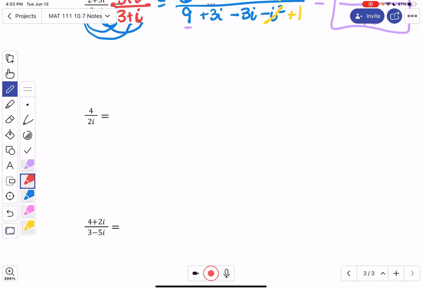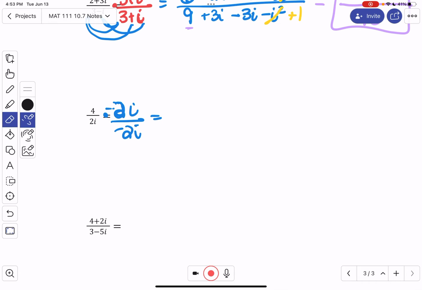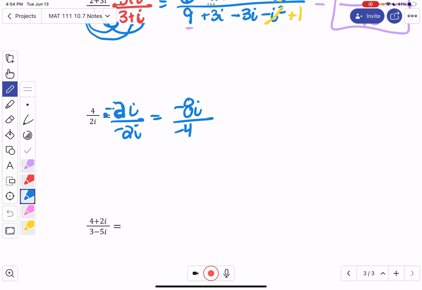All right, let's check this one out. All we have is the 2i. So the conjugate would be -2i. So 4 times -2 is -8i. And 2i times -2i is -4i squared. So -8i or -4i squared. That i squared is going to change the sign. And then -8 divided by 4 is -2. So we're just left with -2i.